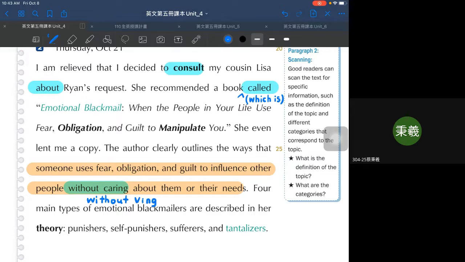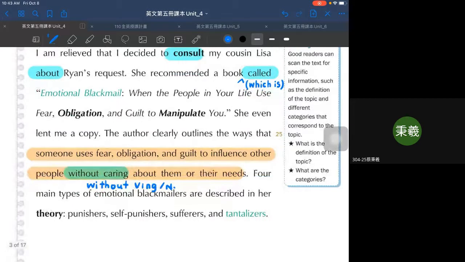It means like if you don't care about them or you don't care about their needs, without doing something. You can put a noun or a V-ing form behind. As we know, there are 4 main types of emotional blackmailers, which are punishers, self-punishers, sufferers, and also tantalizers. So we have 4 types of emotional blackmail. All right? And then we can move forward to page 68.